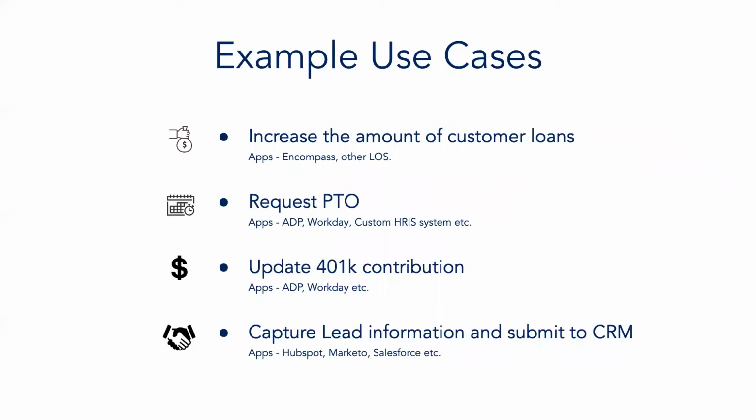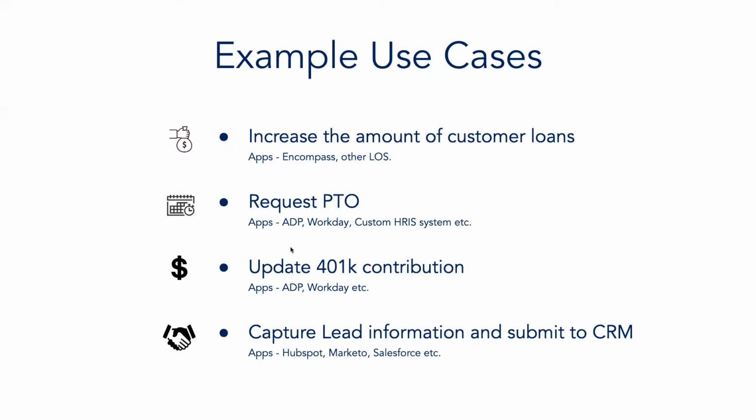Similarly, any employee can go to Capacity to request a PTO, and they can view if they have the available balance required for their PTO, and then mention the number of days off that they would need to take. And then their manager would get a notification that their reportee has requested for a PTO. Similarly, you can update your 401k contribution or capture lead information and then populate a CRM.